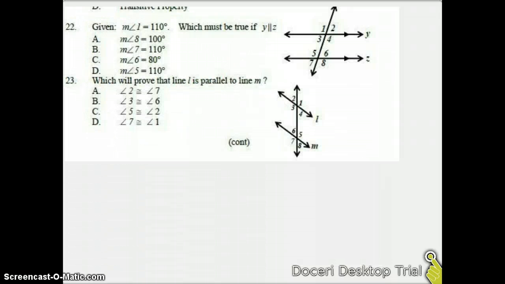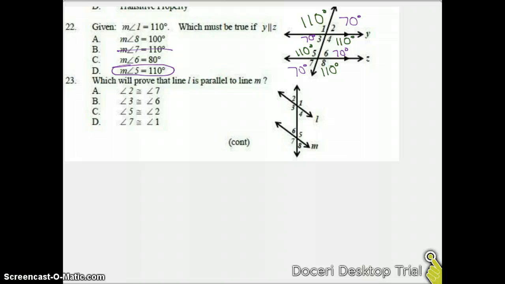For number 22, we know that angle 1 is 110 degrees. We need to find the other values. Now, we can actually go through and fill everything in. I know that angle 4 is also 110, angle 5 is 110, and angle 8 is 110, because I have 1 and 4 vertical, 1 and 5 are corresponding, 5 and 8 are vertical. That means all of the other angles there would be 70 degrees. So now it's just going through and matching which one fits. Angle 7 at 110, that's not going to work. Angle 5 at 110, that one is, so we're going to go with the answer of D.